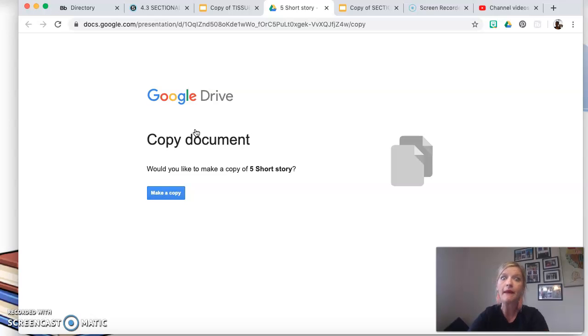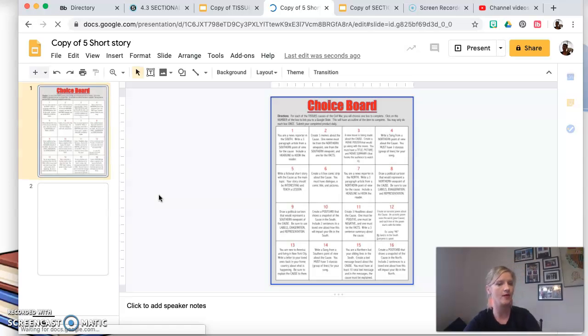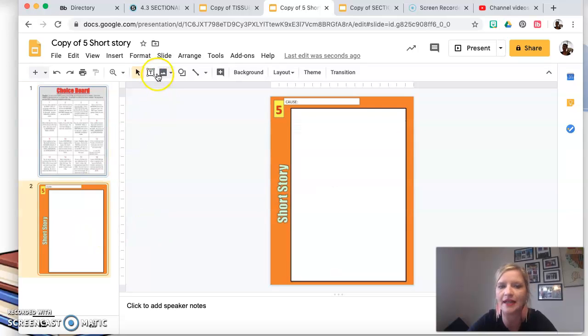It forces me to make a copy again. Oh my goodness, my own, so that I can't edit Miss Housen's. And it goes and goes and goes. And there it goes. It pops right up. The first one, make sure it has all my directions again. And the second one, right there, I can go ahead and edit, add your own text boxes so that you can write on it. It is right there for you.